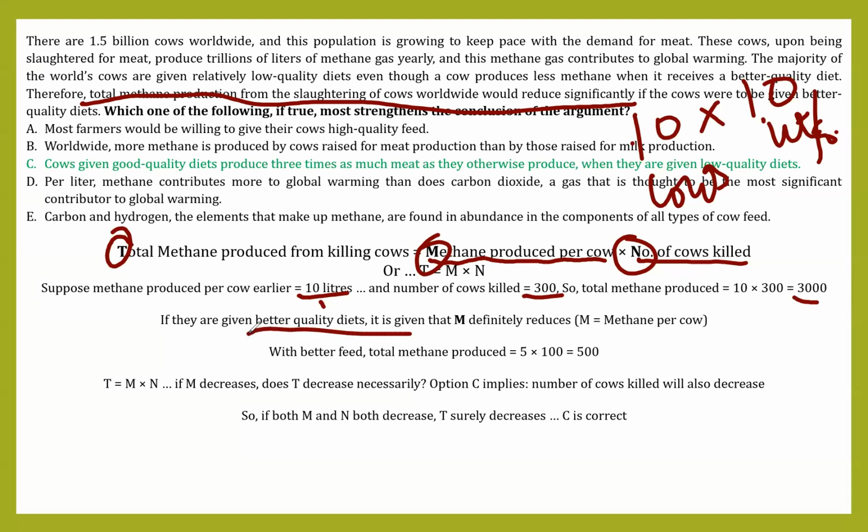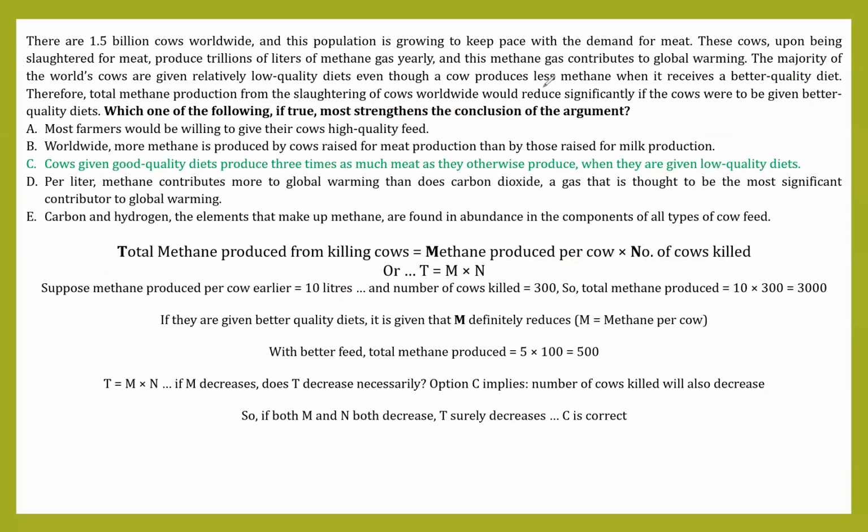Now, if they are given better quality diets, what is the condition for better quality diets? They produce less methane. It's directly written. Suppose, instead of the 10 they used to give, they are now giving 5. Think about it very clearly. So methane will reduce. So 10 has become 5 here.